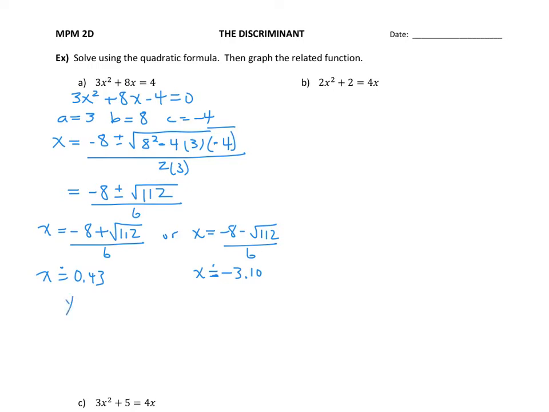The related quadratic function would be y. Instead of the 0, we're going to have y equals 3x squared plus 8x minus 4. From standard form, I know this parabola should open up and have a y-intercept of negative 4. I also have my x-intercepts. So if I just do a little sketch of this, we're going to have x here and y here. We have our zeros at that and that, opening up. So my parabola could look something like this.